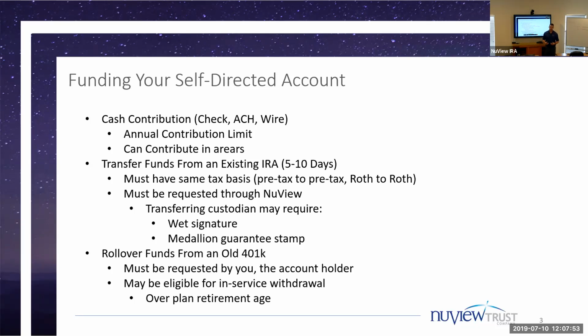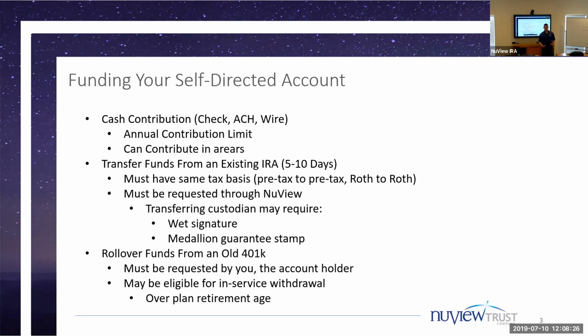The way a transfer process works is pretty straightforward. NewView, as your new custodian, is required to go request those funds on your behalf. So as part of our application process, and whether you do it then or whether you do it after, you will complete a transfer form. That transfer form authorizes NewView to go to the company that's holding your account today and request that it be transferred over to NewView. Now, you can transfer all or part. There's no requirement for that.